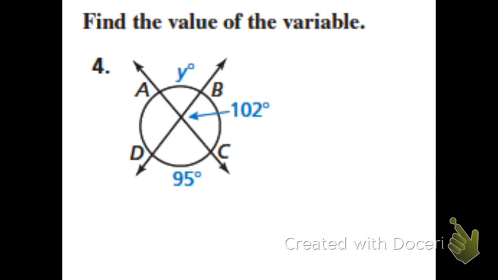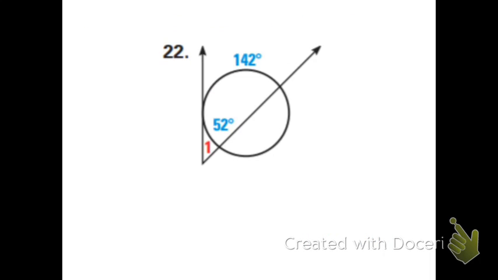Okay, next example, now we have these secants intersecting outside the circle. So they create these two arcs.